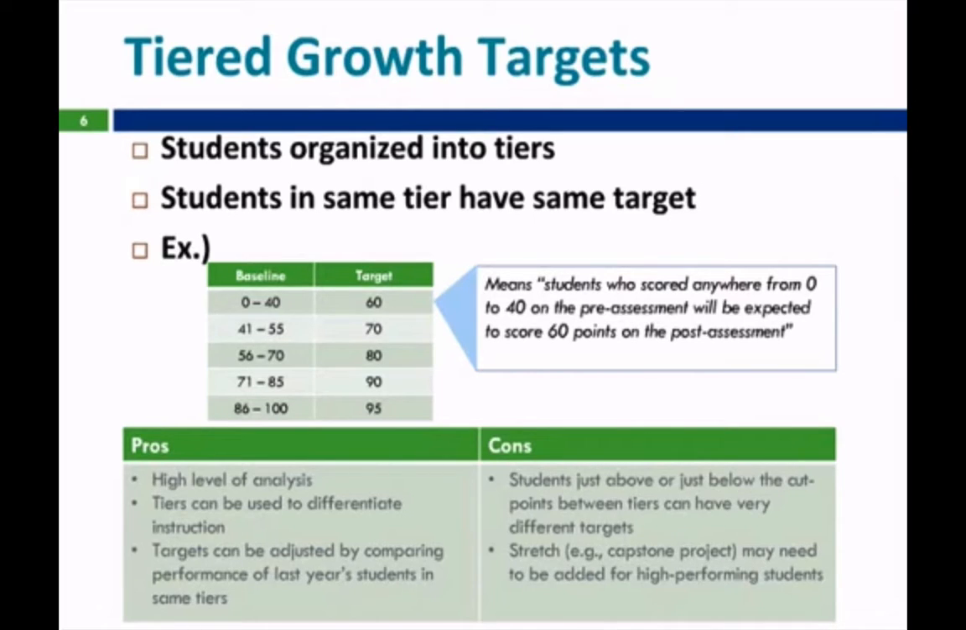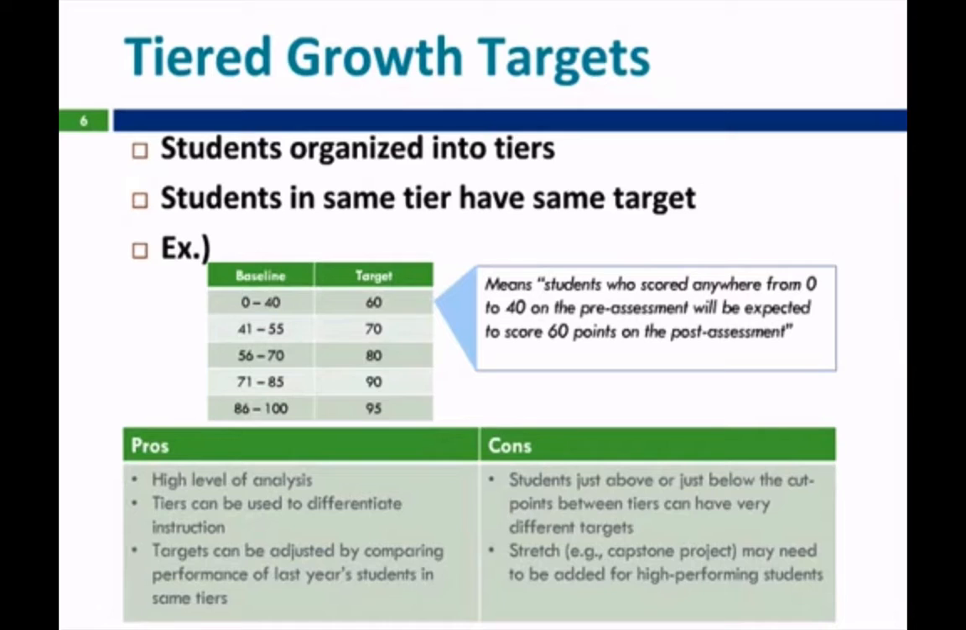Well, notice how 1 point separates those two tiers. So that student who scores 40 points is expected to grow to 60 points on the post-assessment. Now that student who scores just 1 point better is expected to grow to a 70. So just 1 point difference on the pre-assessment translates to a 10-point difference on the post-assessment target. In some cases, that may not be appropriate.